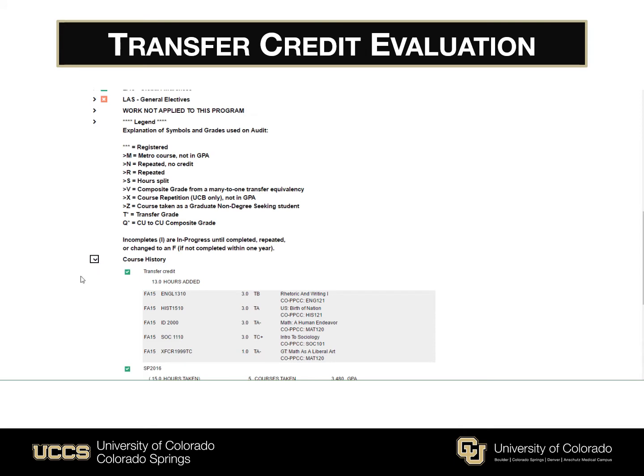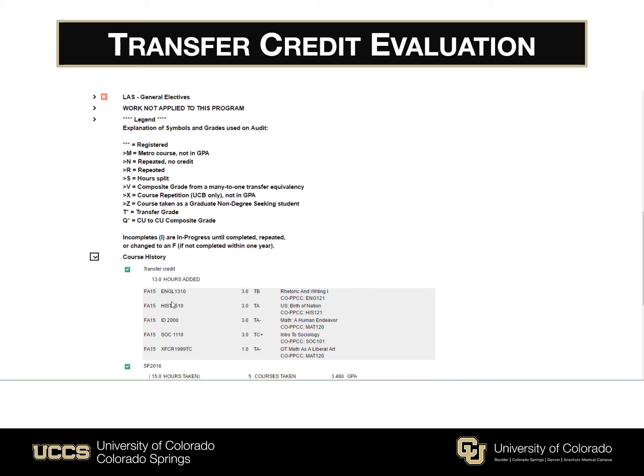This is where the record of all courses that have been transferred into the university and what we've equated them to would be listed. So for instance, this student took ENG 121 at Pikes Peak, and that is equal to UCCS's English 1310. So we see it up here, transfer credit, what the course was and the institution it was taken at, and then how it equates to UCCS.